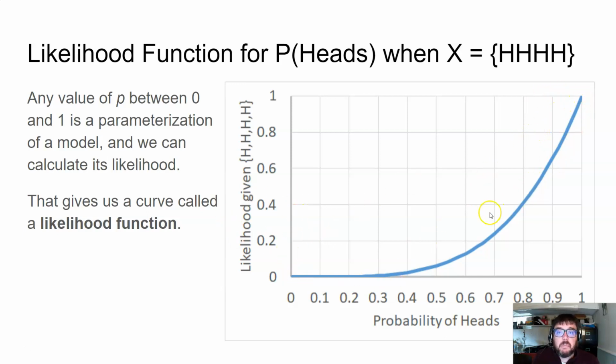And notice it's not a probability density function. The area underneath it is not equal to 1. It doesn't have to have any of those limits or anything like that. It's just the product of the probabilities of each of the possible outcomes.